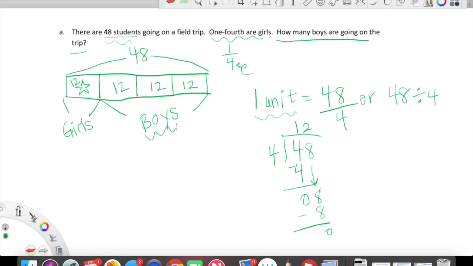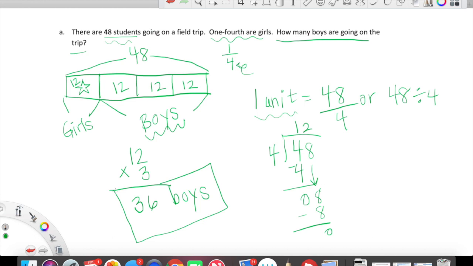So if we want to know exactly how many boys are going on this field trip, what we need to do is 12 times 3, because we have 1, 2, 3 rectangles of 12. 12 times 3 very easily is 36. So final answer here, dudes and dudettes, 36 boys going on the field trip.